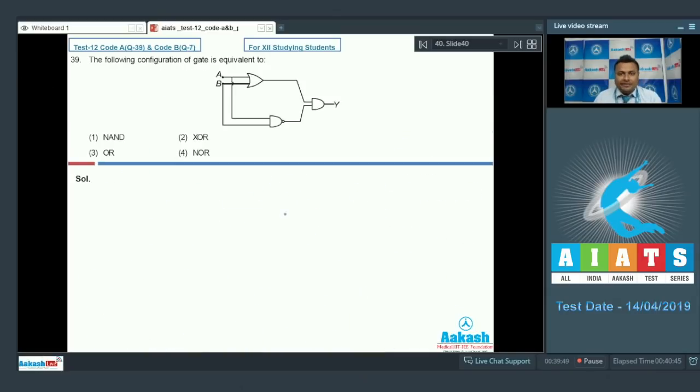So here is 39 number, everyone. The following configuration of gates is equivalent to what? So AB, this is an OR gate, gets you output A plus B. AB, this is a NAND gate, gets you output A and B whole complement. Again you have got an AND gate. So Y will be input A plus B and input A dot B whole complement.